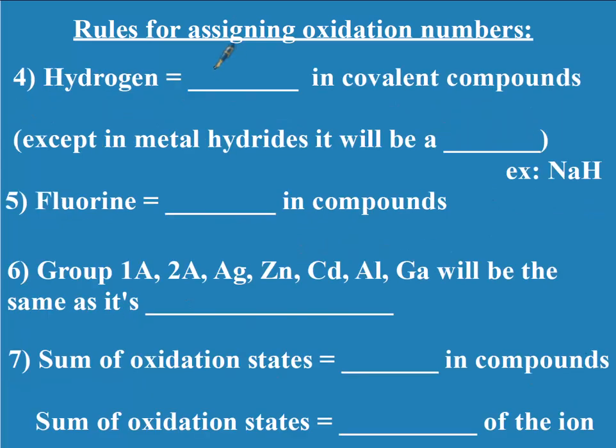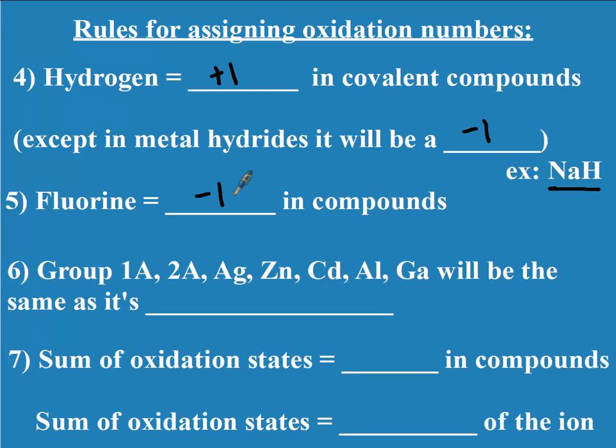Hydrogen is going to be a +1 in covalent compounds. The only exception to that is when it's a metal hydride, in which case it'll be a -1. A metal hydride is literally a metal and hydrogen, and that's all. So NaH. In that case, hydrogen would be a -1. But the majority of the time, hydrogen will be a +1. Fluorine is going to be a -1 in compounds because it's the most electronegative element.